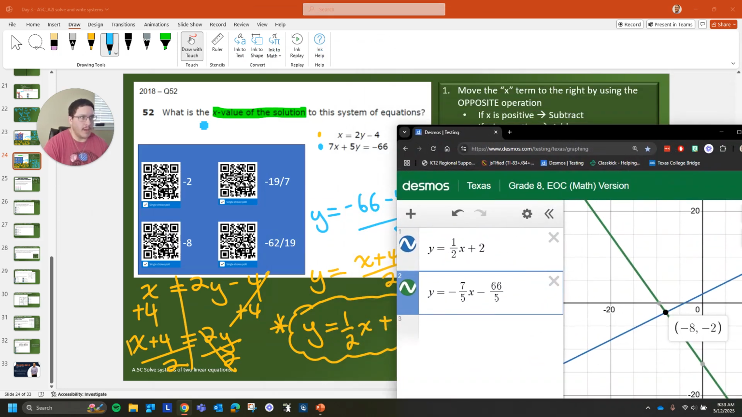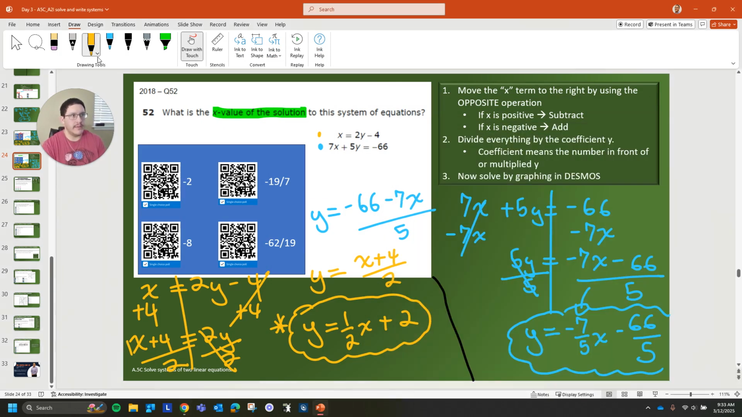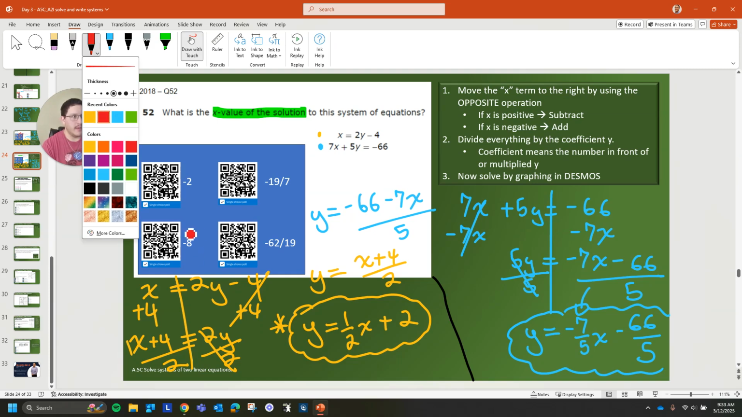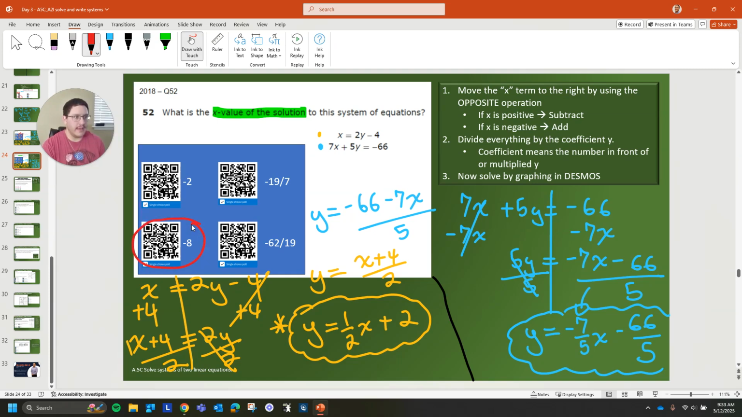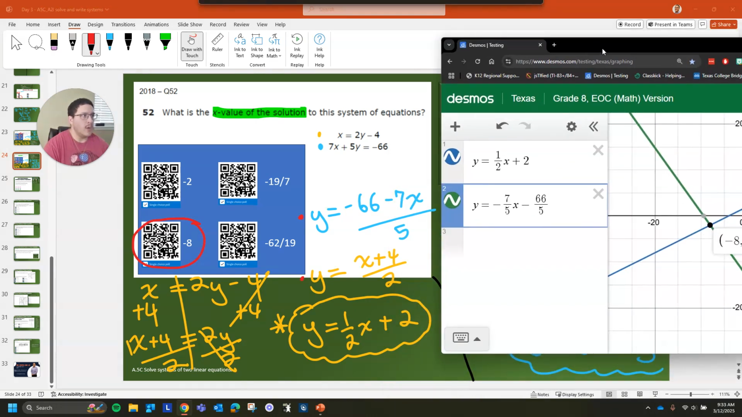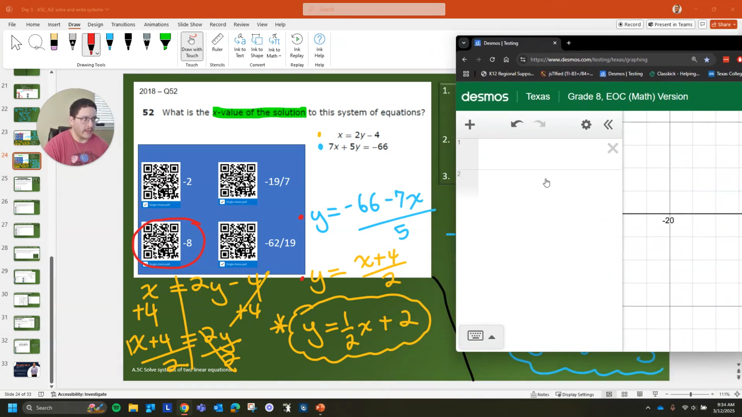However, look at the problem. What is the x value of the solution? The x value of our solution will be negative 8. So this is our answer. Okay. Now let me show y'all these other two equations to show y'all that it's the exact same thing. It doesn't matter what form we use as long as we do the math to get those forms.